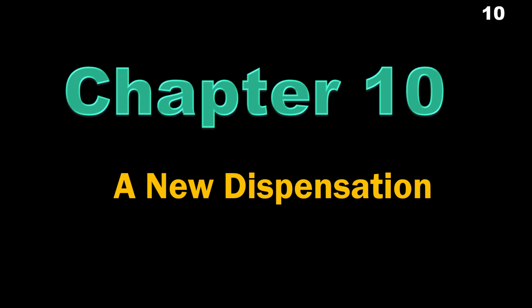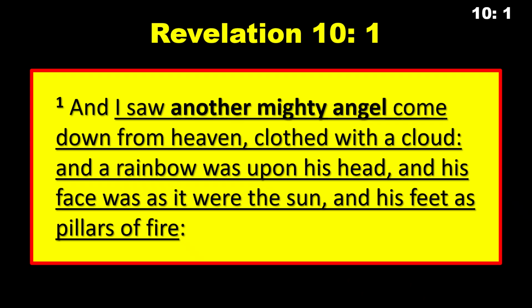Onward to Chapter 10, A New Dispensation. Chapter 10, verse 1, quote, "And I saw another mighty angel come down from heaven, clothed with a cloud, and a rainbow was upon his head, and his face was as it were the sun, and his feet as pillars of fire." End quote.